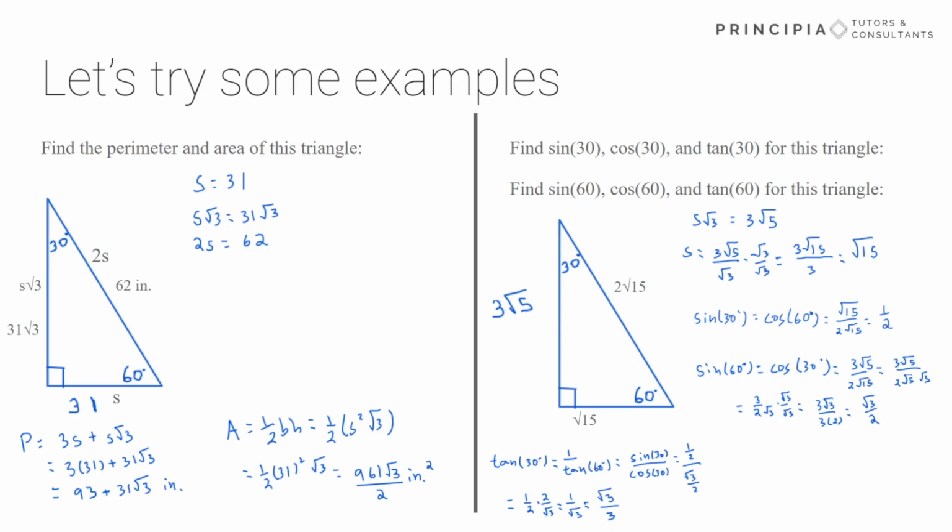We've talked about how to find tangent of 60. It's just 1 over the tangent of 30. And so you just take the reciprocal. And so the reciprocal in this instance would be 3 over root 3, or the square root of 3 over 1 after you resolve it.